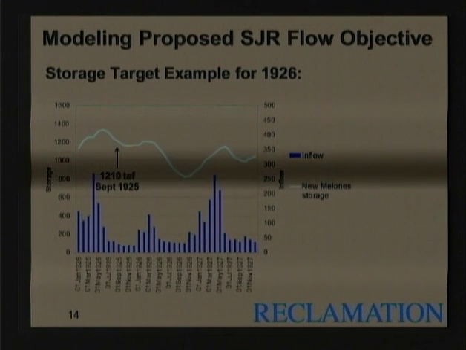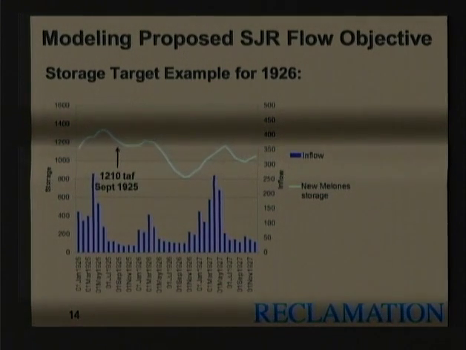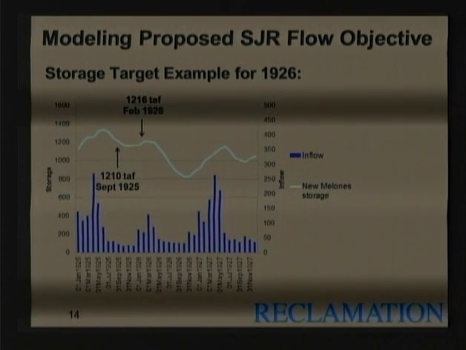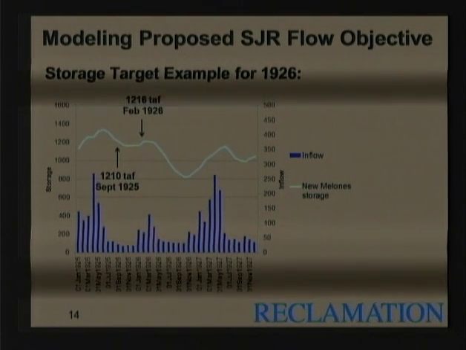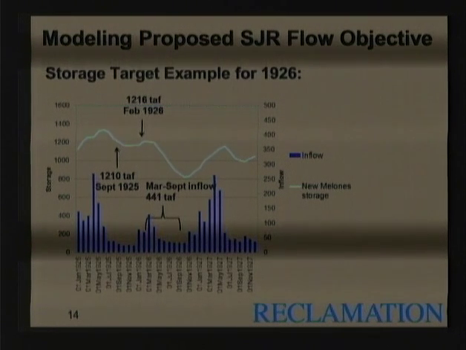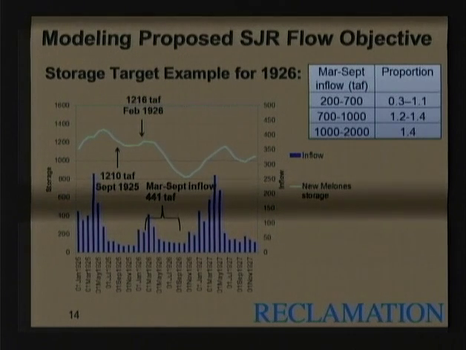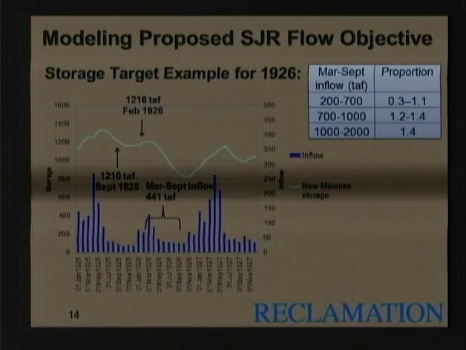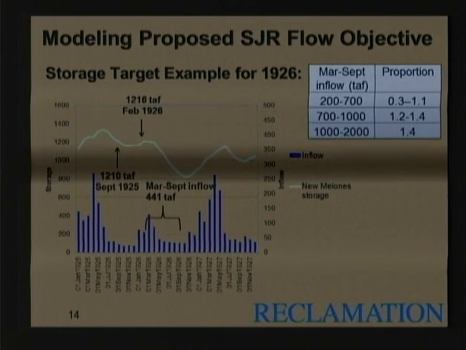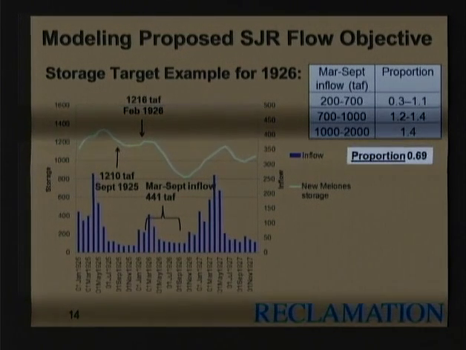So storage in September is 1,010,000 acre feet. You move to February, it's about 1,216, so it's almost the same. Inflow is 441,000 acre feet in March through September. So take that and apply that to that table. And these numbers are interpolated, so 441 falls between 200 and 700. You end up with a proportion of 0.69.